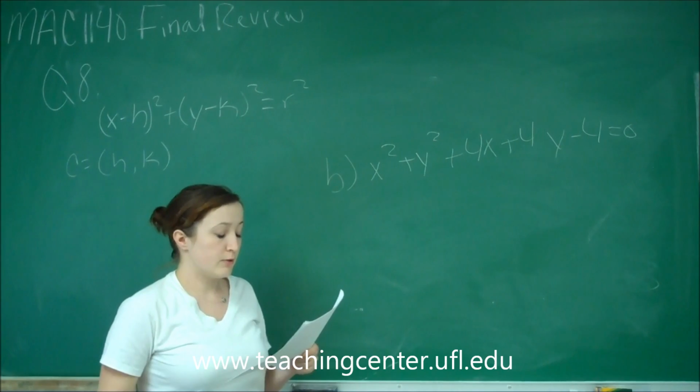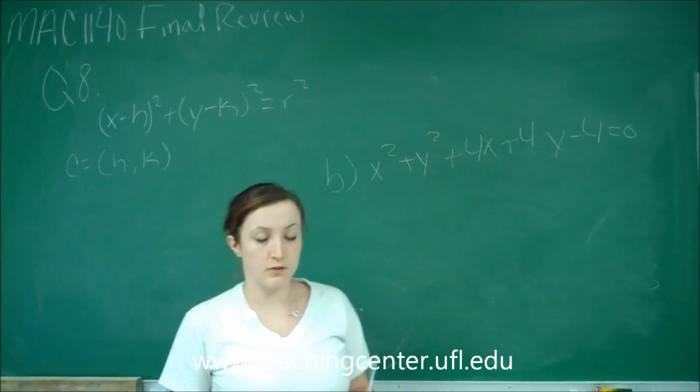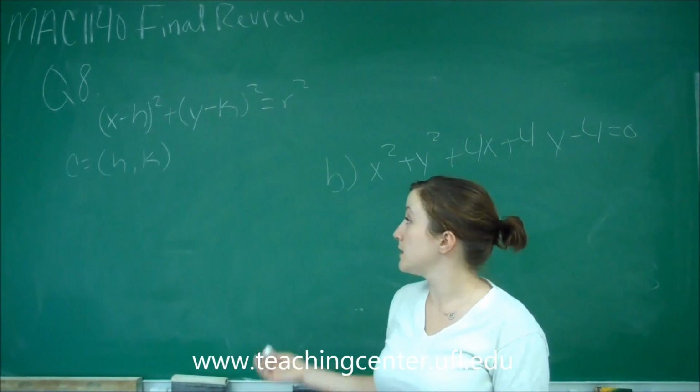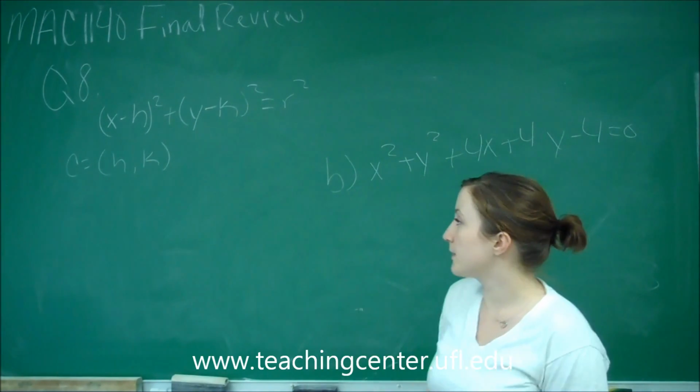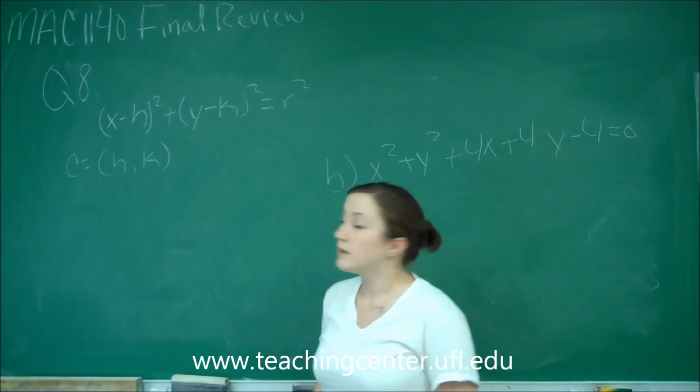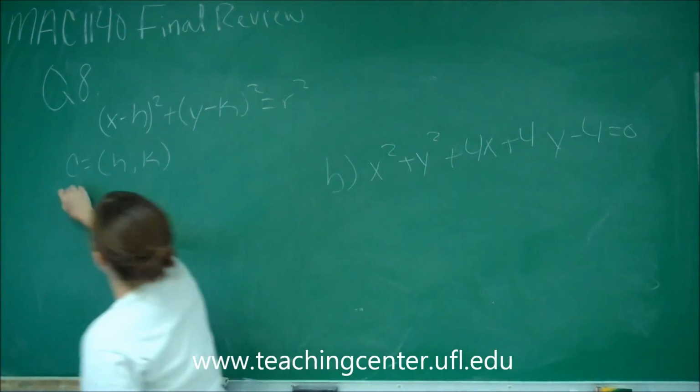It tells us that the standard equation of a circle is always (x minus h) squared plus (y minus k) squared is equal to r squared, where (h, k) is the center of our circle and r is equal to the radius. I'll write that up here.